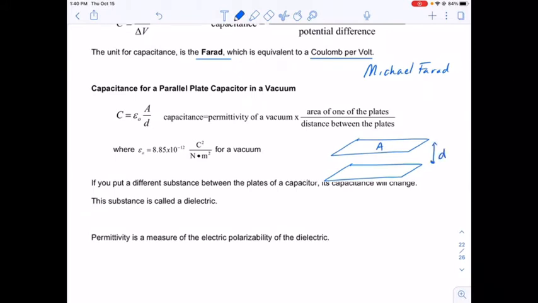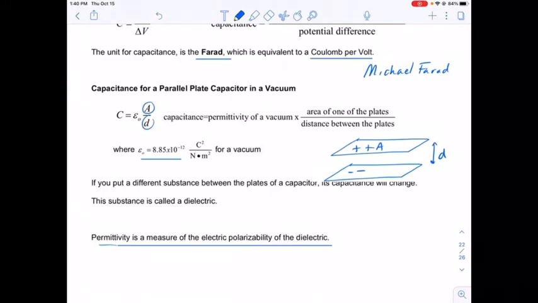So we're saying that the capacitance can also be defined by the area over the distance. And then we also have this constant called the permittivity of a vacuum. The permittivity is a measure of the electric polarizability of the dielectric. In other words, it's a measure of how hard it is to separate these charges on the plates.